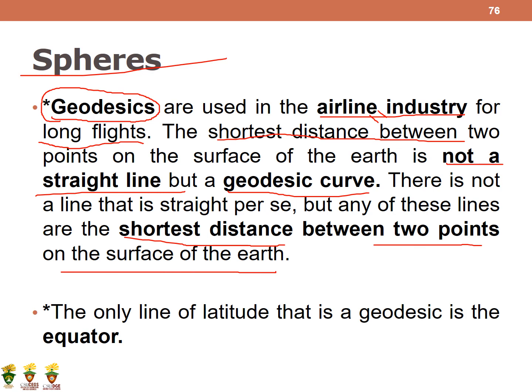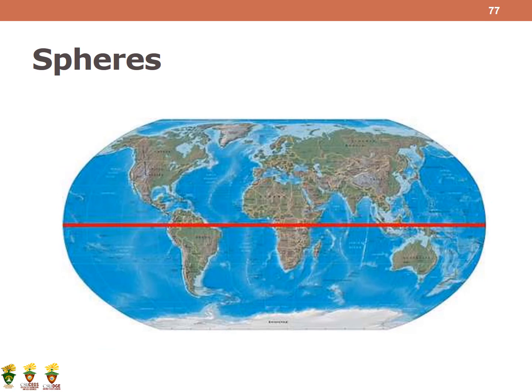And the only line of latitude or parallels that is geodesic is the equator. So kung moagi ka sa equator, that is the shortest distance if you are going to go to another place. So this is an example, this one is the shortest distance if you are going to travel around the world.